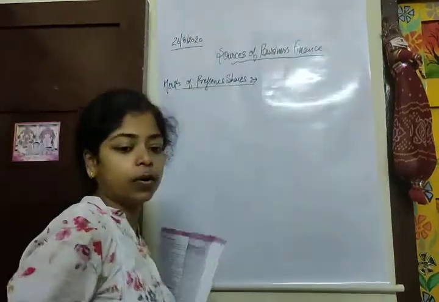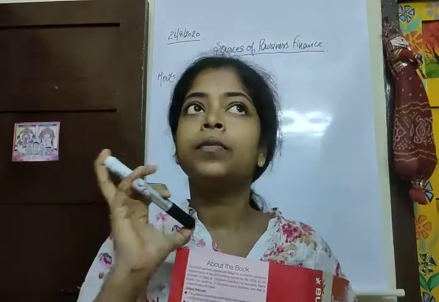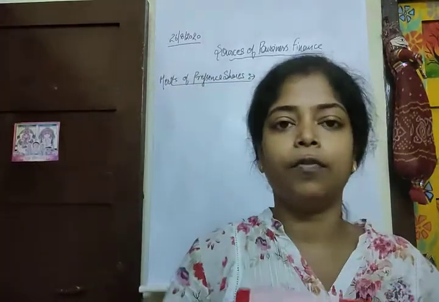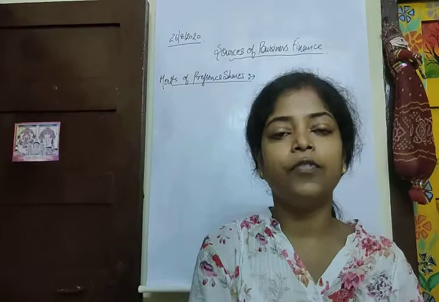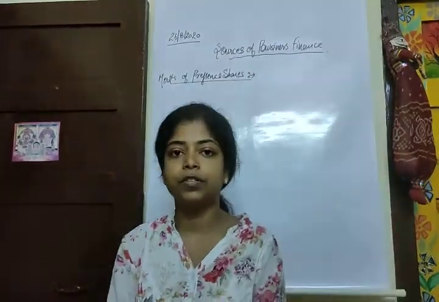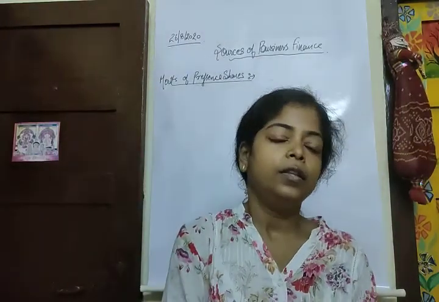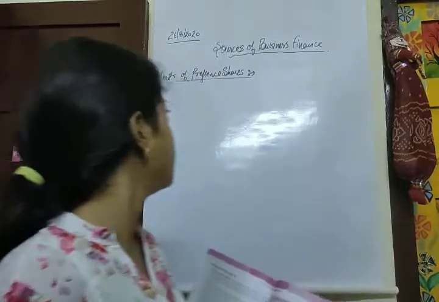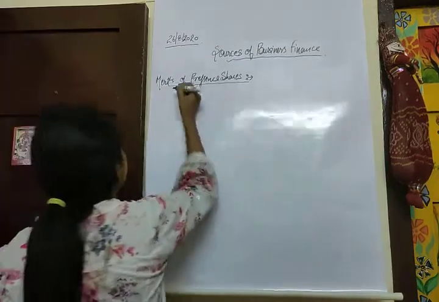As I told you yesterday, what are preference shares? These are those shares which have a fixed amount of return. The shareholder only gets the fixed amount of dividend on whatever shares they have purchased. They have no voting rights, but there are different kinds of preference share: convertible, non-convertible, redeemable, non-redeemable. These kinds we have already discussed.